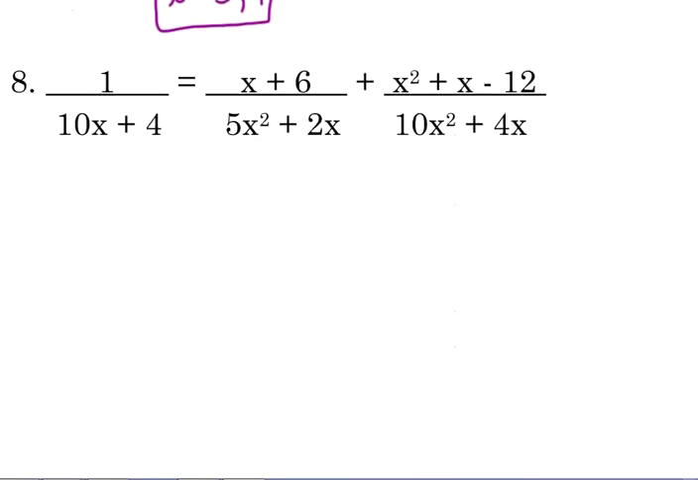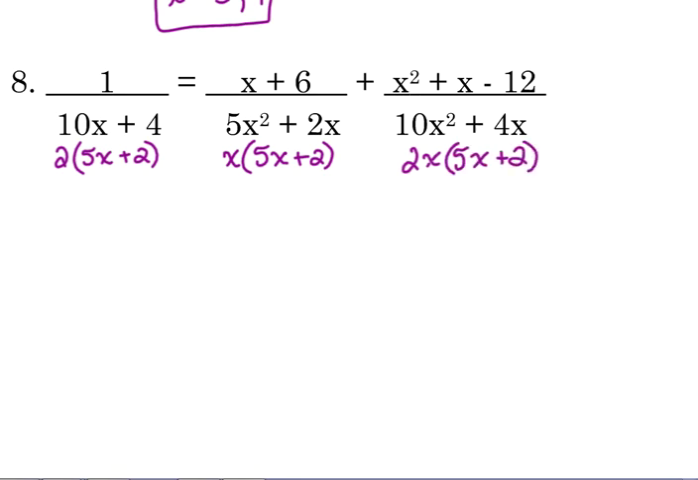Okay, let's look at number 8. Obviously, start by factoring, GCF, pull out a 2. We've got 2 times 5x plus 2. Pull out an x. X times 5x plus 2. Pull out a 2x. We get 5x plus 2. Again, you can check your factoring very, very easily. Just multiply it back out. Make sure you got what you originally had.